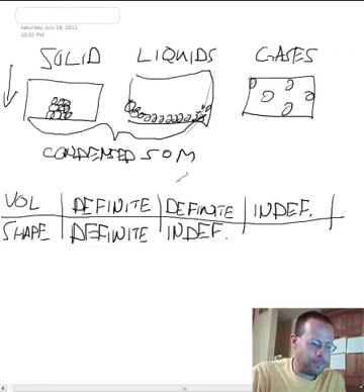Same thing with their shape. Gases don't have a definite shape. Whatever we put them in is the shape they take. So whatever container a gas is in is the volume it has and the shape it has.